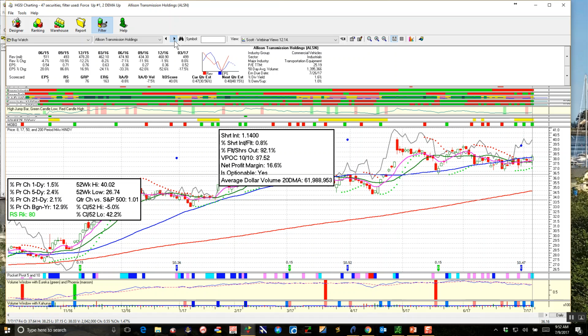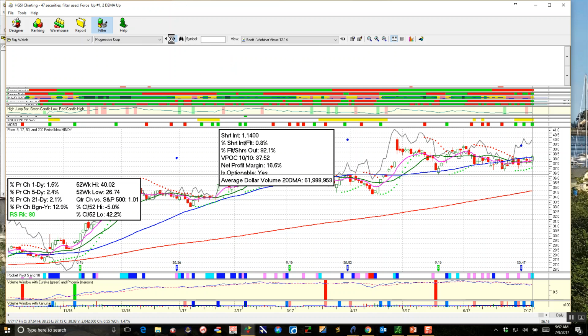Allison Transmission, auto parts stocks were weak, and then on Friday they got strong. They make transmissions and other things for new cars, sitting on the 50. Pocket pivot Kahuna. I don't like the Bongo. The risk here is it goes sideways. I don't see this falling hard. I love the earnings per share growth.